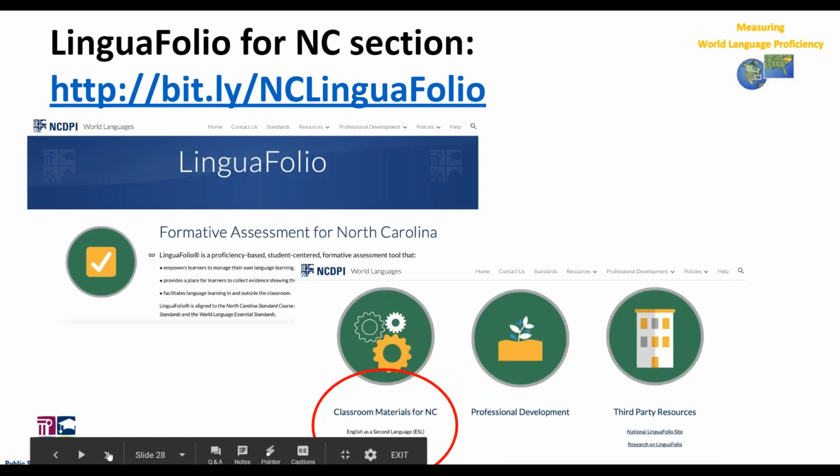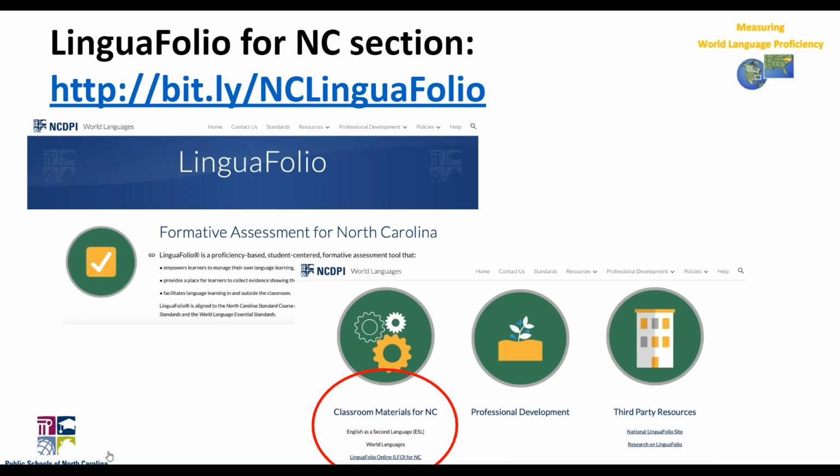Here's a shot of the actual LinguaFolio page starting that section. Notice it outlines it first as formative assessment for North Carolina and talks about what LinguaFolio does, kind of what we went over. One important thing to note is that on that page that you see there, circled in red is where classroom materials will be located. And notice that again, I'm trying to move everything over so that we have it on our own website and in different formats so we can have LinguaFolio documents, including the can-do statements, as either Word documents or PDF documents if we want to have them that way.